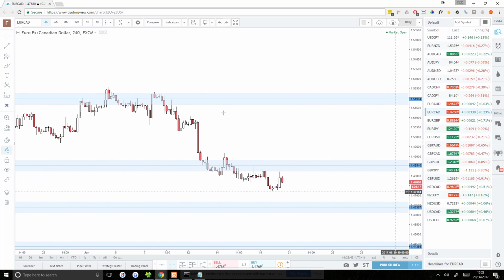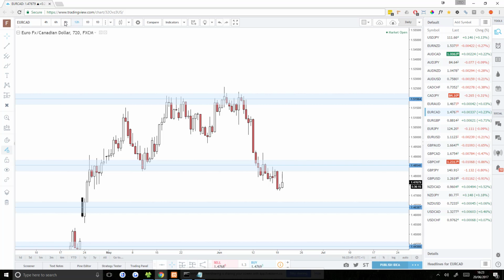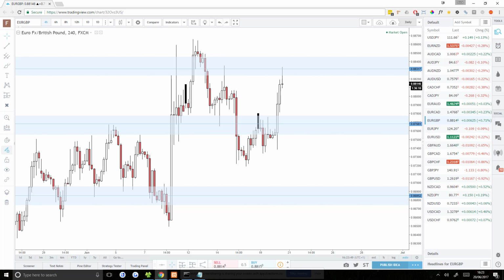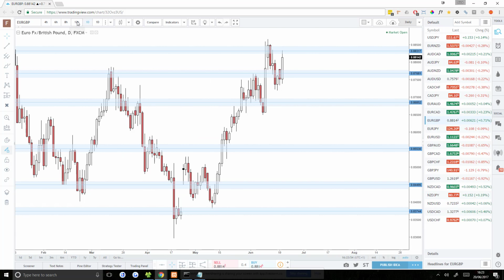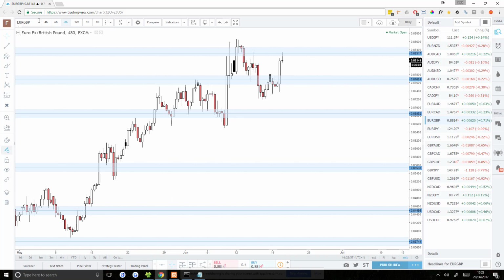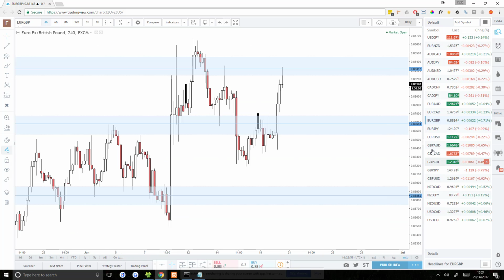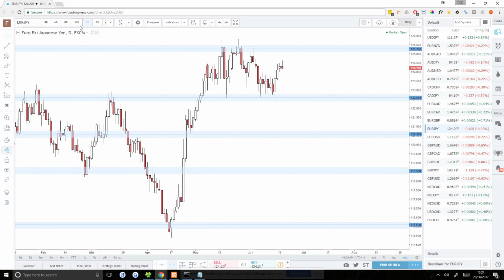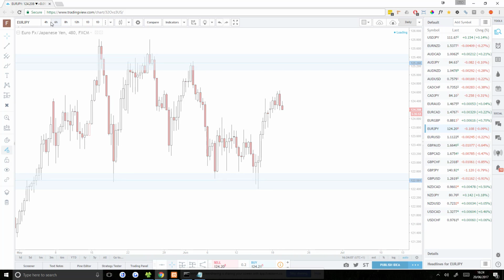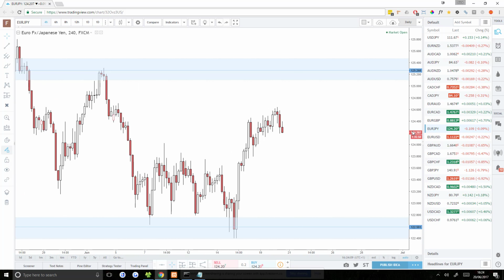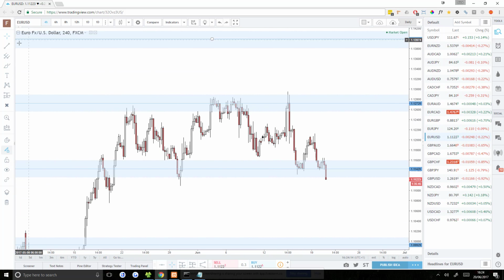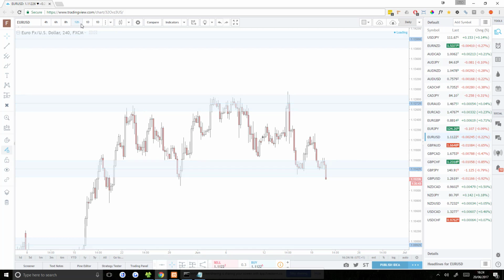Euro CAD, sitting in between two support resistance areas. Euro GBP, nothing much happening. Euro JPY, in between support resistance areas. Euro USD has broken through support finally.